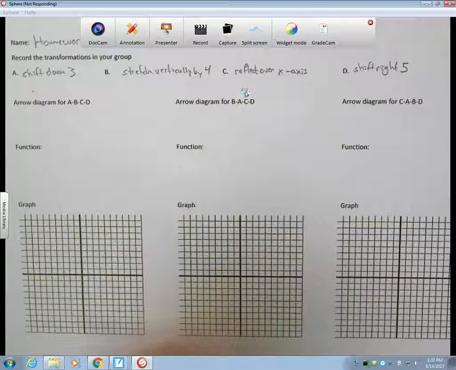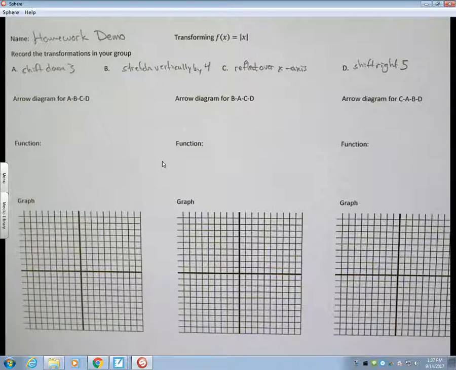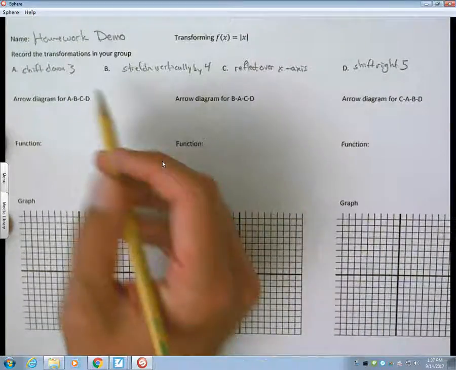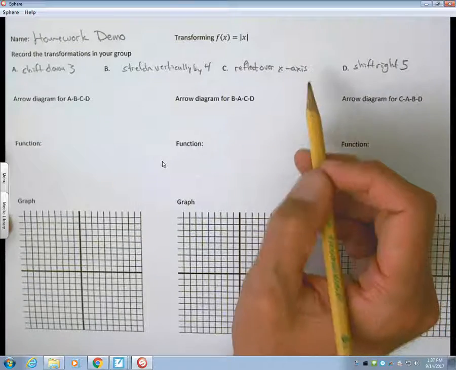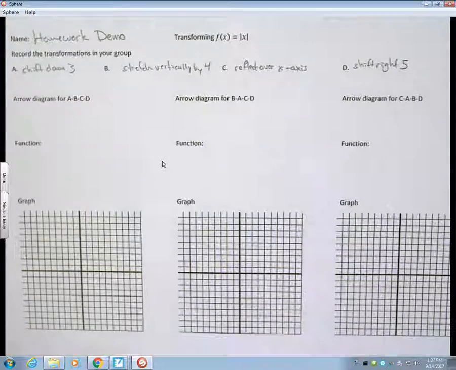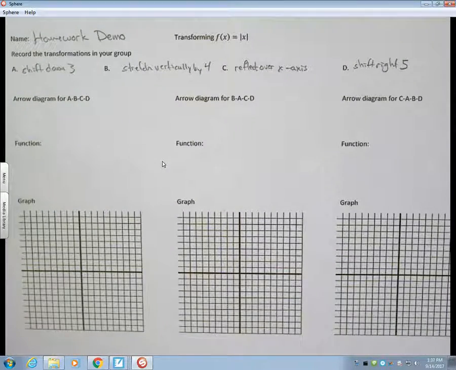To do the homework assignment handed out, I've got a demo of the worksheet here. I have filled in for myself 4 possible things. Mine mostly, other than the reflection over the x-axis, would not have been ones that you would have gotten on the cards, I don't think. So nobody should end up looking exactly like mine.